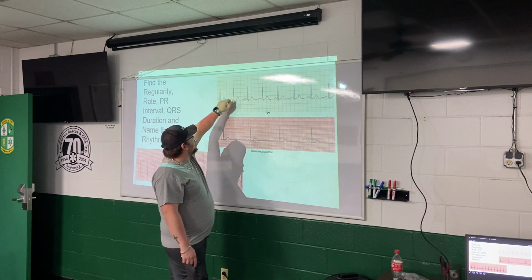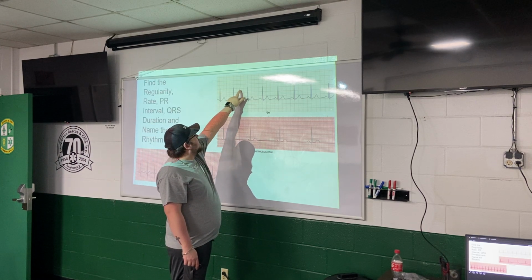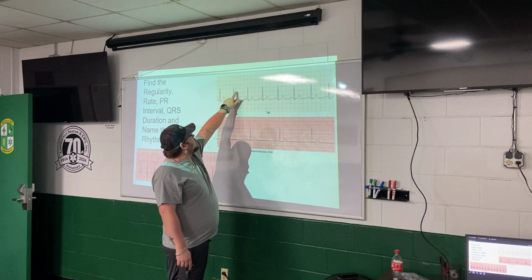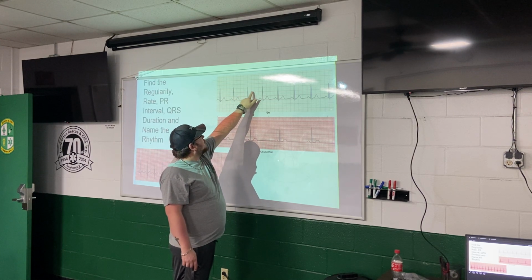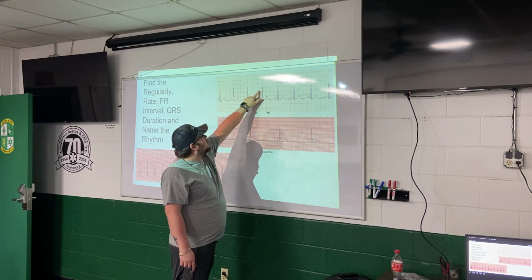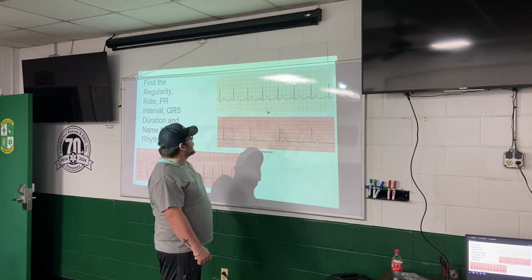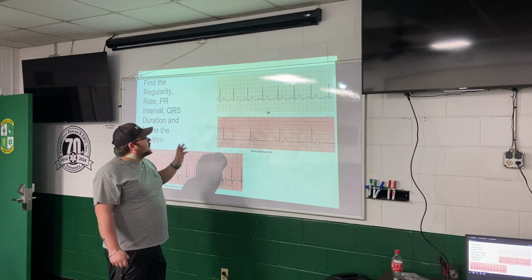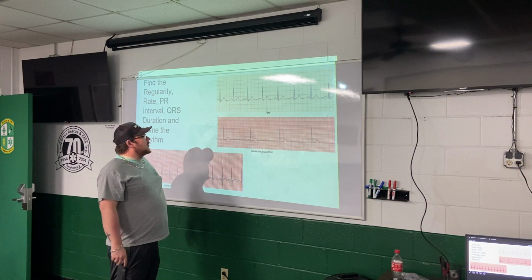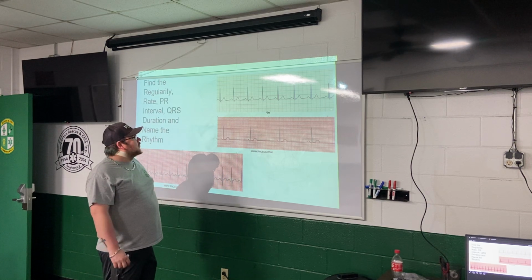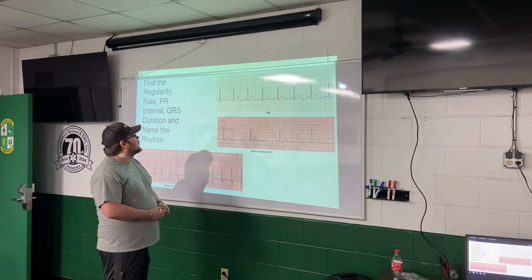So we have 19 here. We have 5, 10, 15, 1, 2, 3, 4. We got 19 there. Then we got 5, 10, 15, and we got 20 here. So it's going to be based off of 3 different R to R intervals. And we got 19, 19, and 20. So this rhythm is going to be regular.